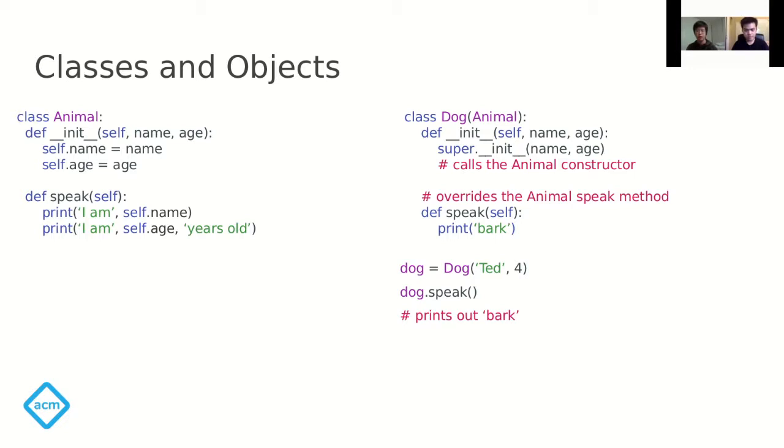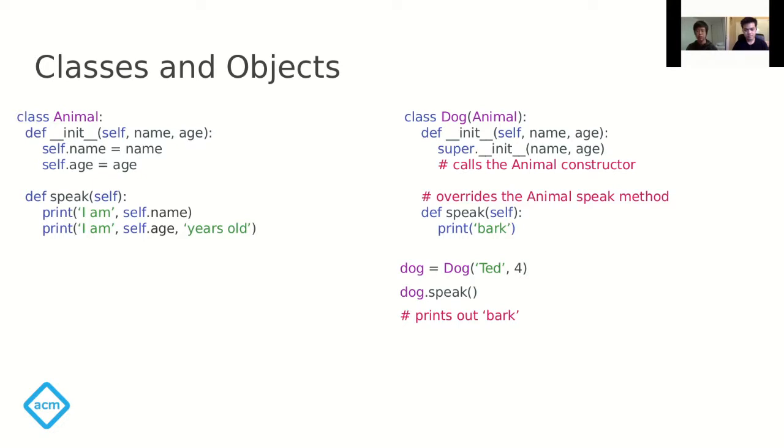Here we have an animal class as well as a dog subclass. Here the animal class, we construct it using a name and an age. So whenever we create a new animal, we pass in some sort of name and some sort of age that gets stored into the name and age properties. We also defined a method in animal called speak. And this, we don't really call it with any arguments. All it does is it prints out I am whatever the name is, and then I am age years old.